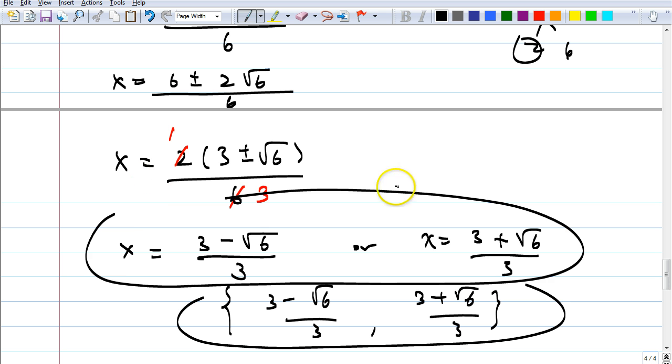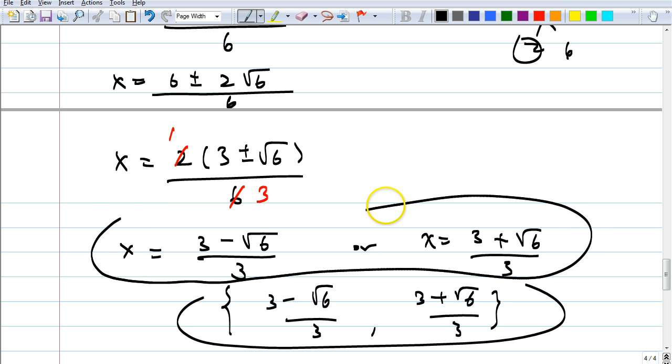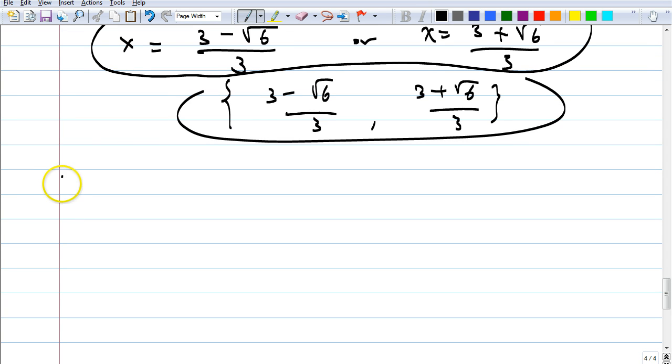Do you see how I cancel those out, the common factors? Do you guys see that? Yes? Do you think you could do something like this one more time? Then here's the last example. Example 3. Try this one.